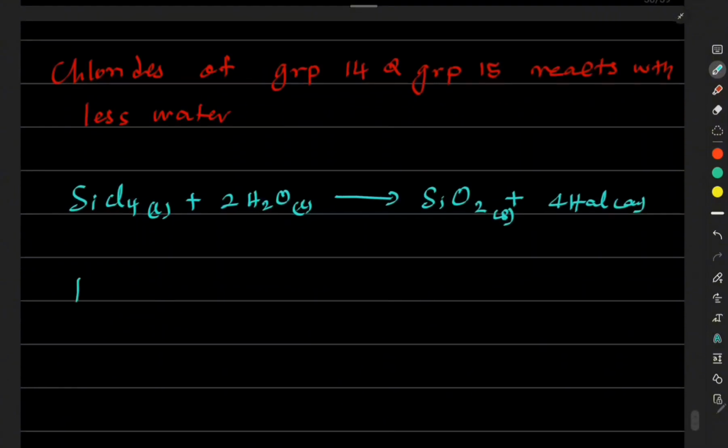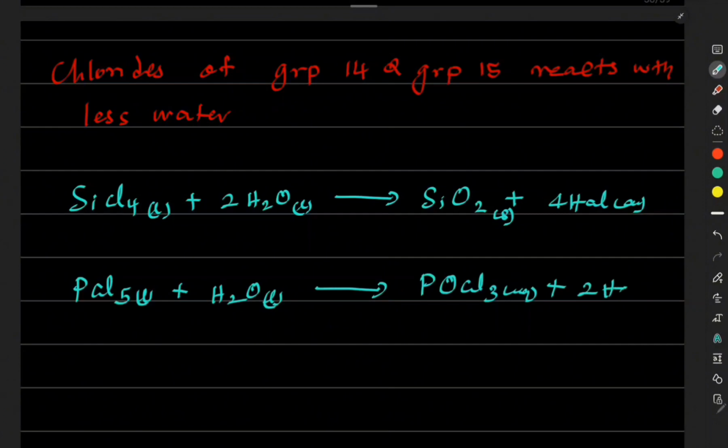The next one, phosphorus chloride, PCl5 liquid, plus H2O liquid, forms POCl3 aqueous plus 2HCl aqueous.